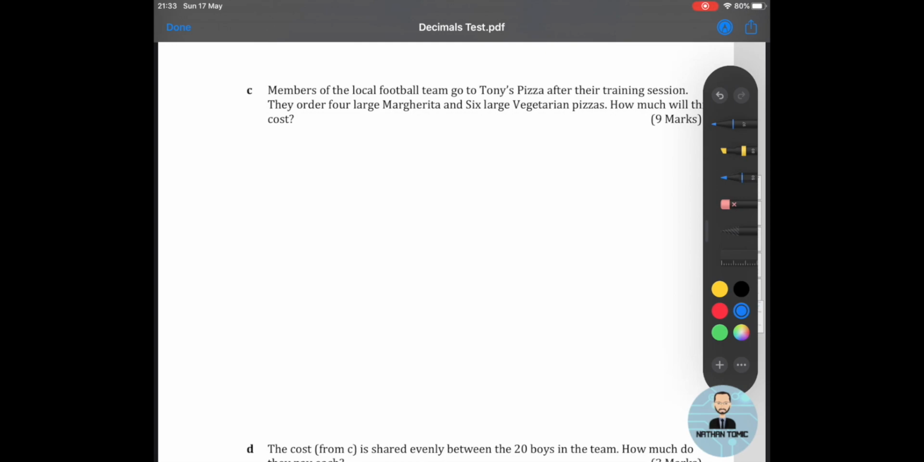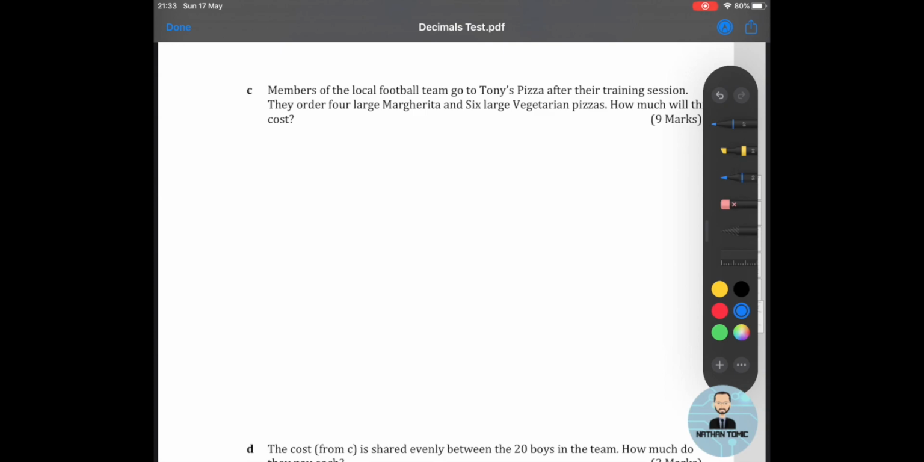First, let's make sure we get the correct sizes and pizza types, so we get the right numbers. Then we're going to work out how much each set of pizzas was, so how much 4 margaritas is and how much 6 vegetarians are. And finally, we're going to take those two answers and add them together to find a total cost for this order. So let's start with the large margaritas.